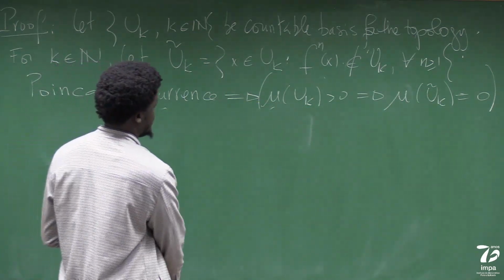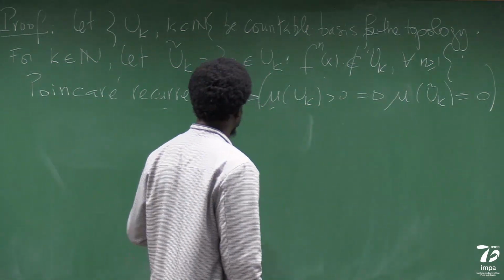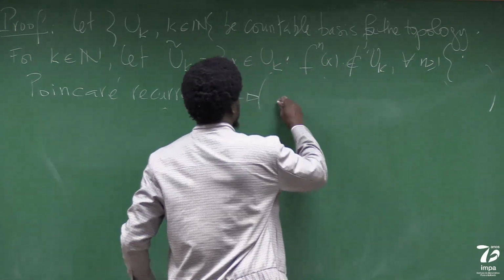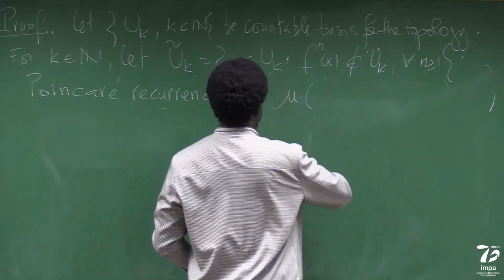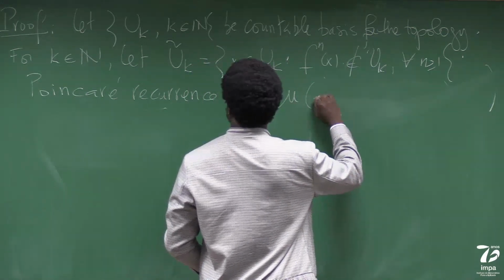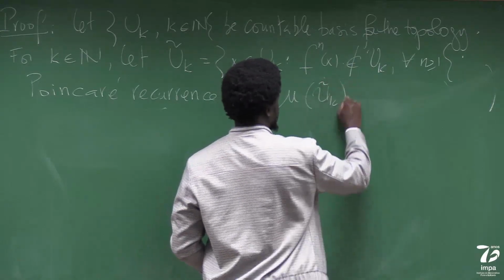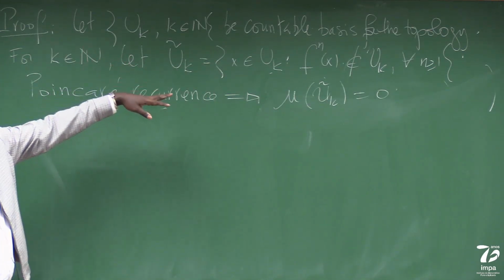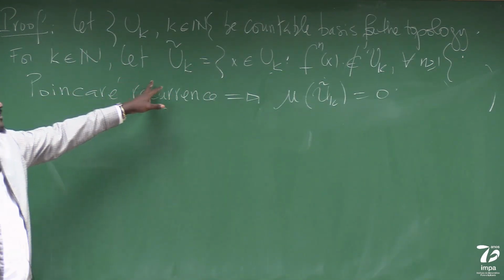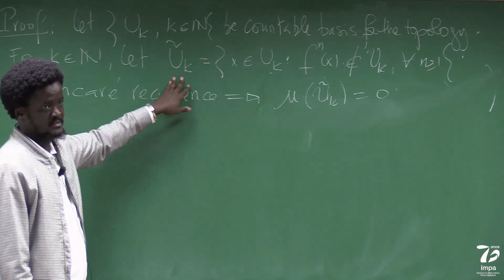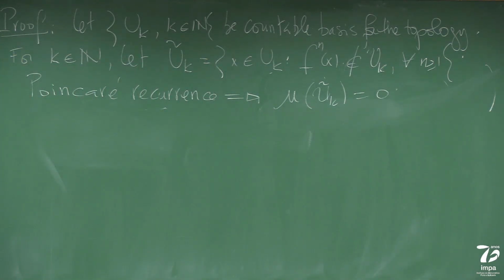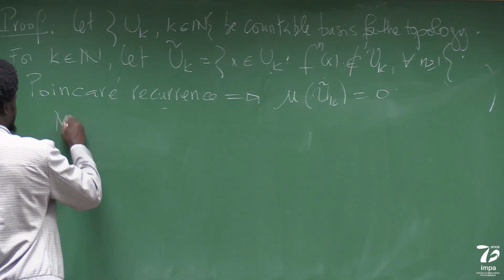So you can see that in any case, mu of U_k tilde is 0, because you have two possibilities: whether mu of U_k is 0 or it's not 0. If it is 0, this guy will be 0, it is a subset. If it is non-zero, you use Poincaré recurrence to conclude this. So that simplifies.